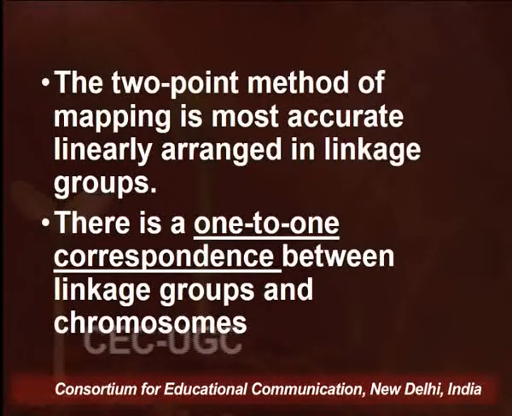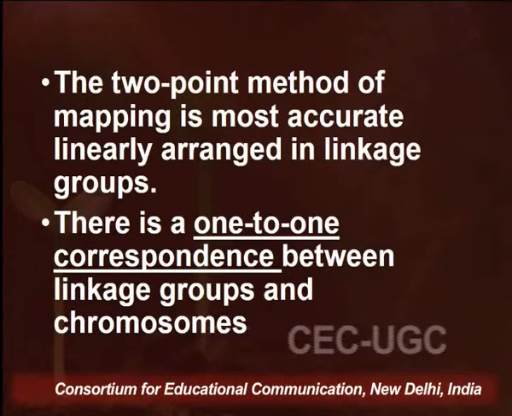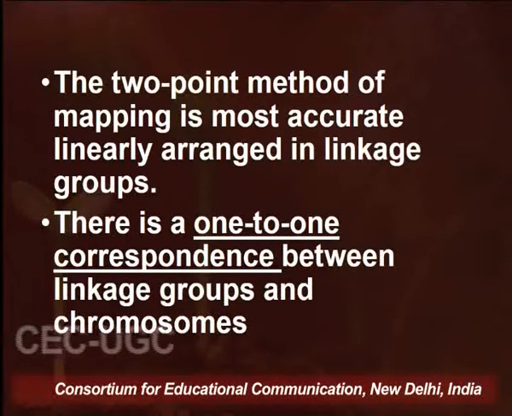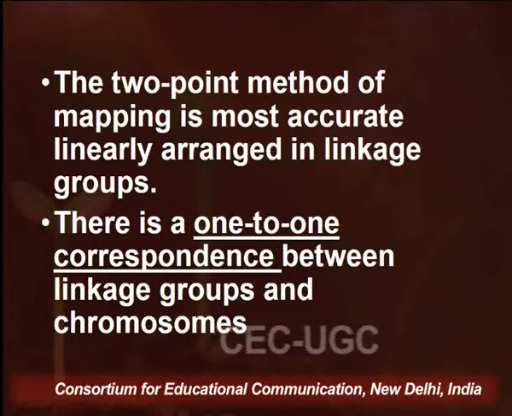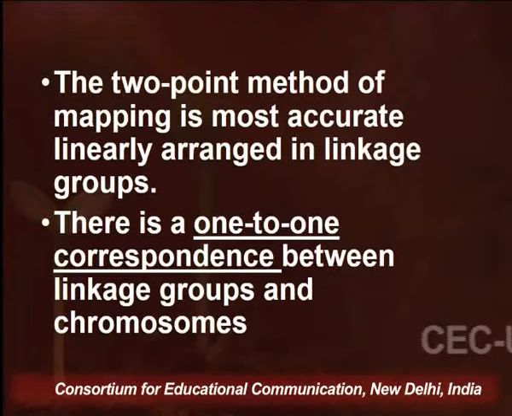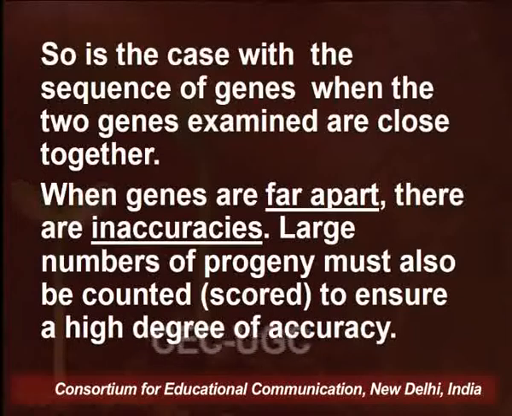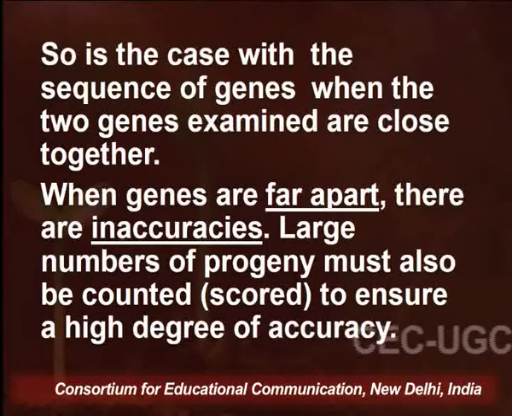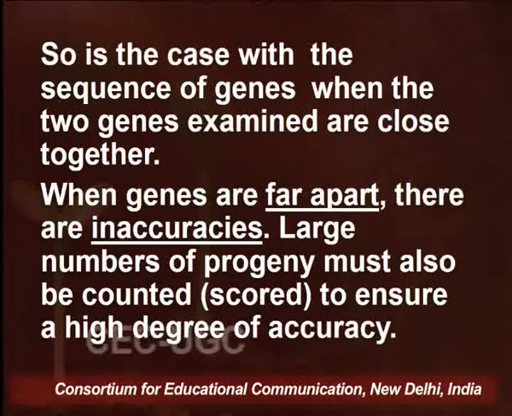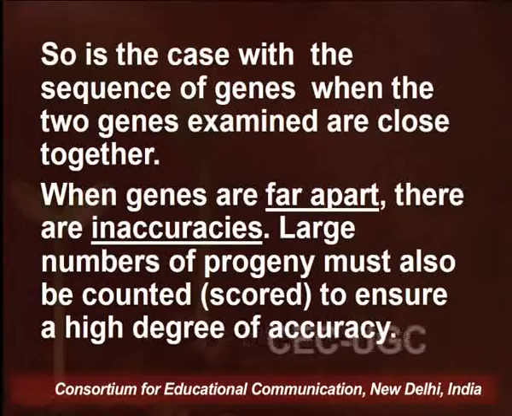So that means this was a 2-point method of mapping, very accurate, no doubt, when it is applied to linearly arranged genes in linkage groups, because there seems to be a beautiful 1:1 correspondence between the linkage groups and the chromosomes. So if the two genes are close together, you can just go ahead by using a 2-point cross to analyze your data. But if the genes are far apart, this very procedure turns out to be inaccurate.